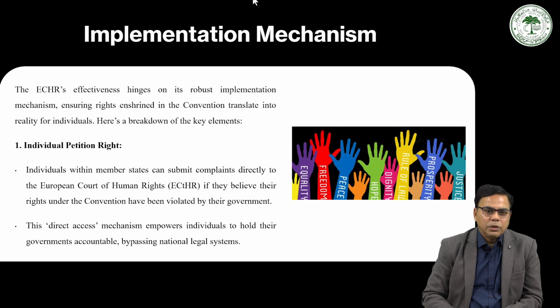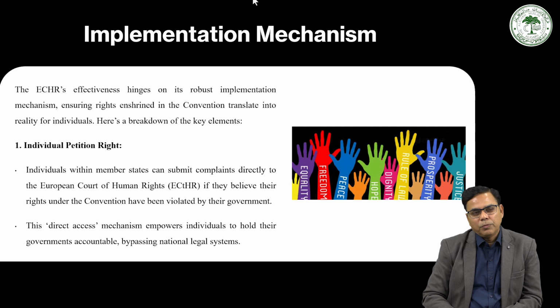After discussing these rights, we are coming to the point, that is implementation mechanism. The European Convention on Human Rights' effectiveness hinges on its robust implementation mechanism, ensuring rights enshrined in the convention translate into reality for individuals. Here is a breakdown of the key elements. What are the implementation mechanisms that we are going to see?